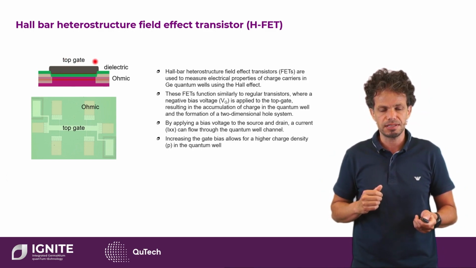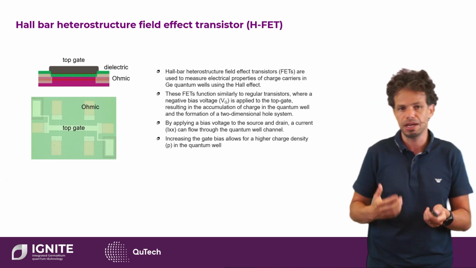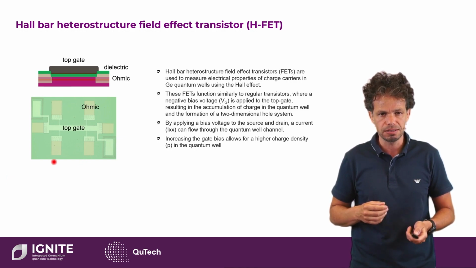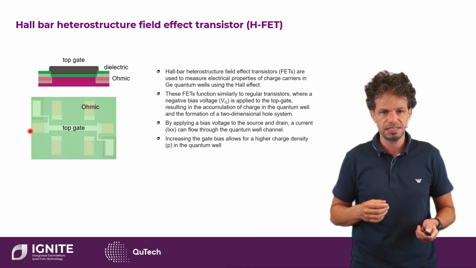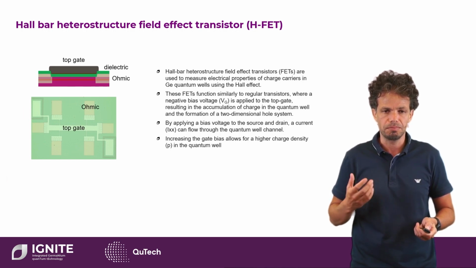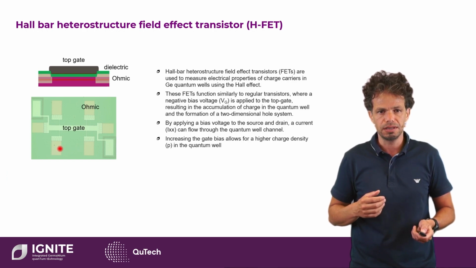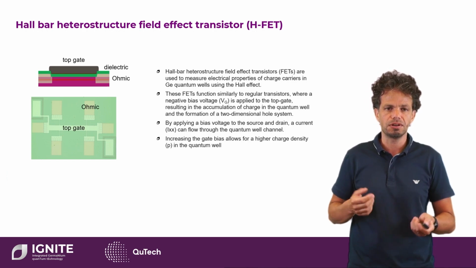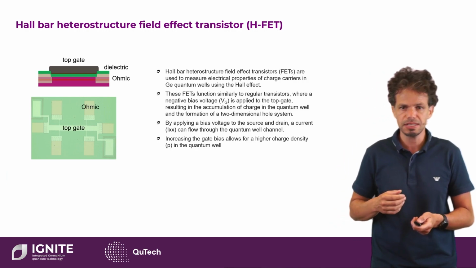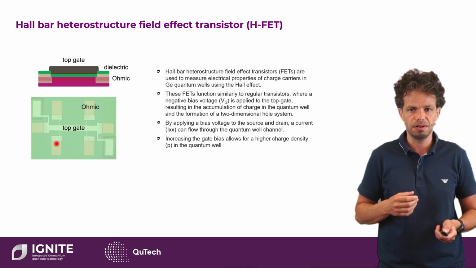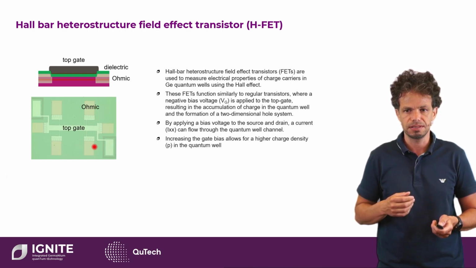Now the shape of this transistor is quite different from the ones that we actually use in our conventional computers, because it has the shape of a Hall bar. If you look at it from the top, we have 6 ohmic contacts: 2 to pass a current, and the other 4 to measure the longitudinal voltage or the transverse voltage in a 4-terminal configuration. So essentially, we can measure the current, the longitudinal voltage, and the transverse voltage.